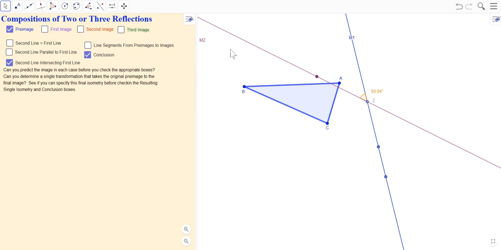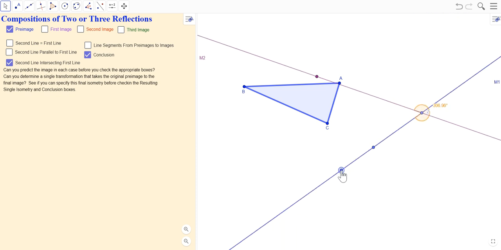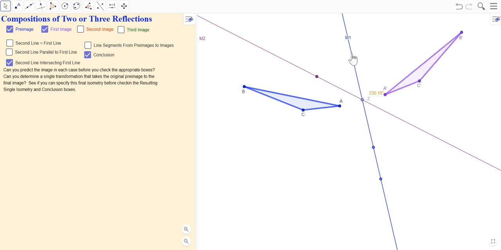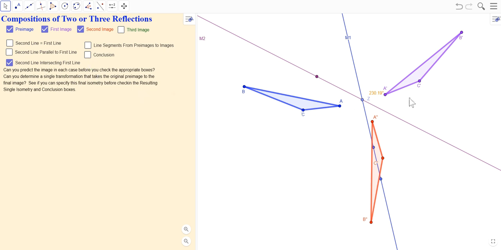This time we're going to look at what happens when it's a mirror image about two lines, but this time the two lines are going to intersect. Okay, so here we have a pre-image and a first image. When we reflect over the blue line, the first mirror, we get A prime, B prime, C prime. Reflect that over the second line to get the second image. Can you see what occurs this time? Is it a translation, reflection, rotation, glide reflection? What is it?